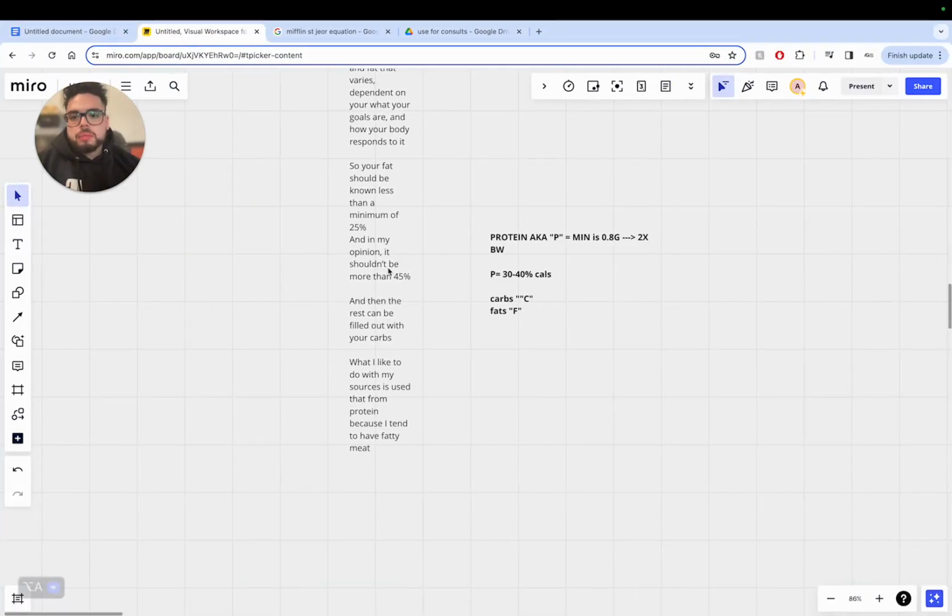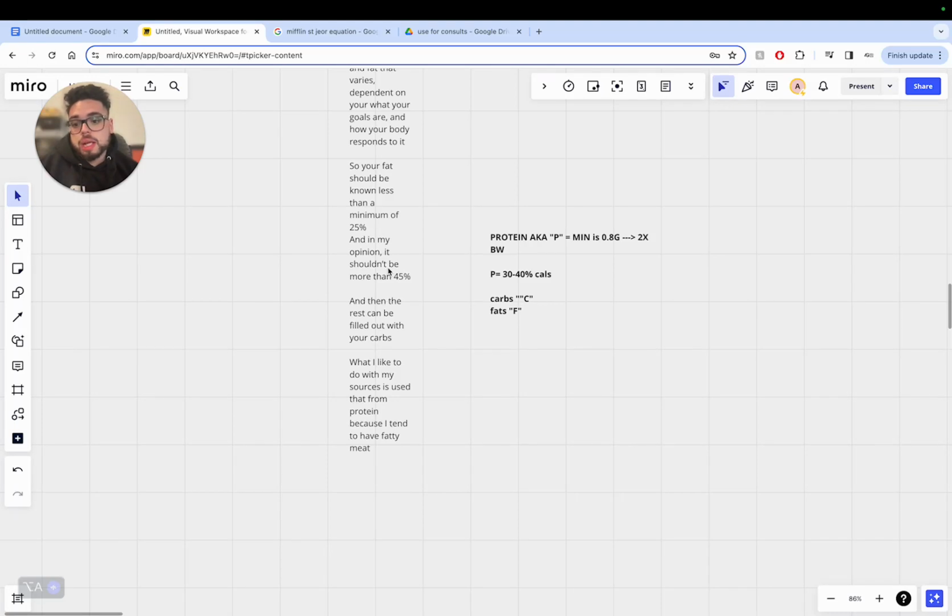Okay. So your fat should be no less than a minimum of 25%. In my opinion, it shouldn't be more than 45%. That's like upper, right? And then the rest can be filled up with your carbs. Now, the one thing with carbs, if you're keeping your carbs low, I wouldn't recommend that. But if you are keeping your carbs low, then you want to pair that around your pre and post workout nutrition, because that's the most important.